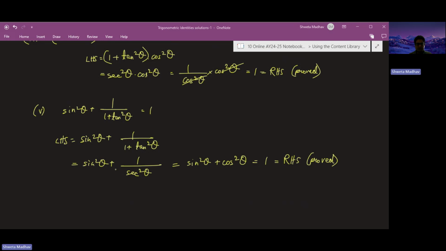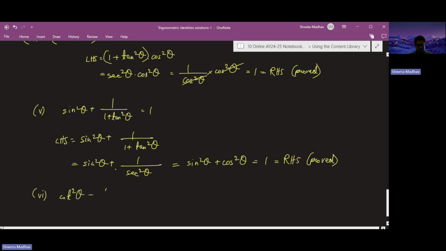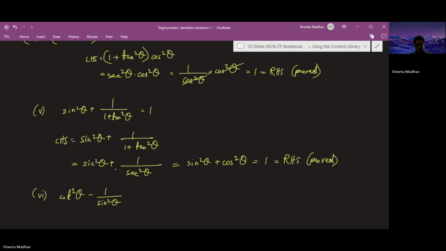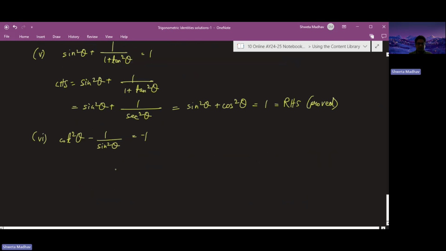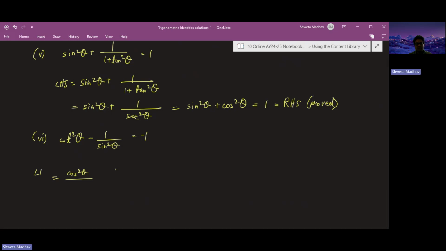In the sixth part, we have to prove that cot square theta minus 1 by sin square theta is equal to minus 1. So now I can write cot square theta as cos square theta by sin square theta, which is the left hand side. So first we have to write the left hand side.